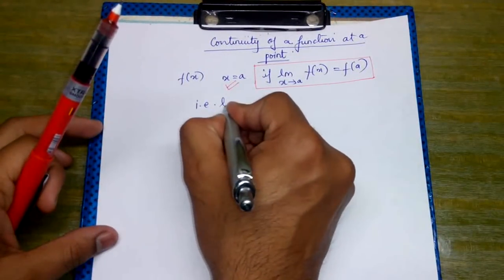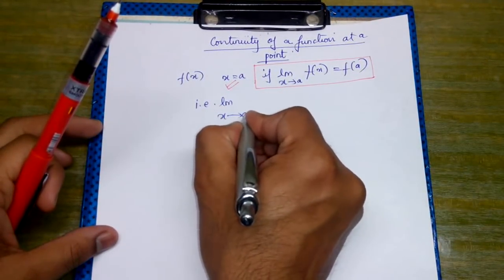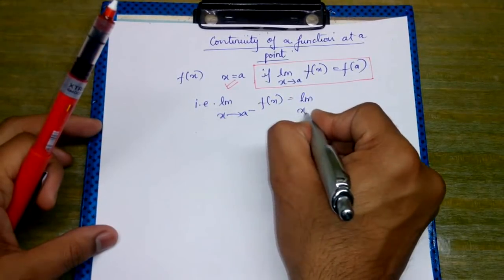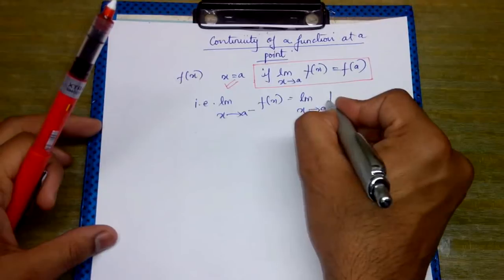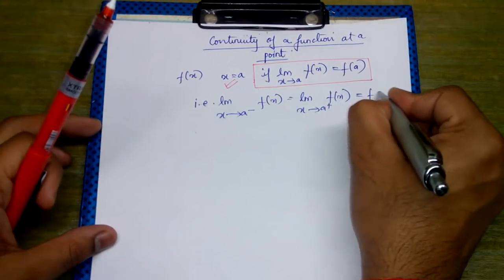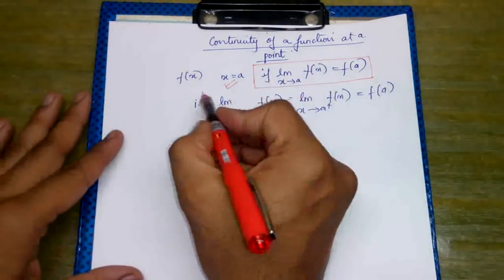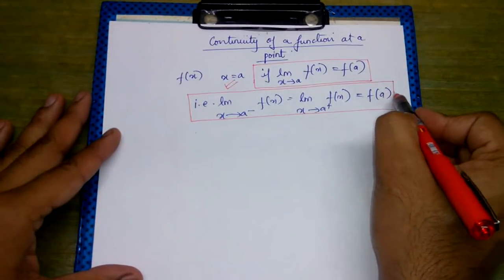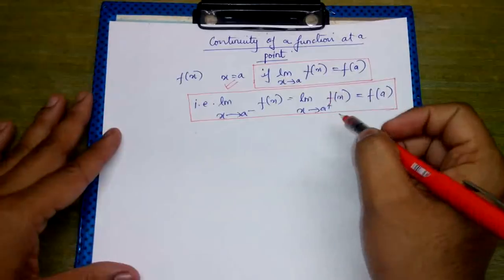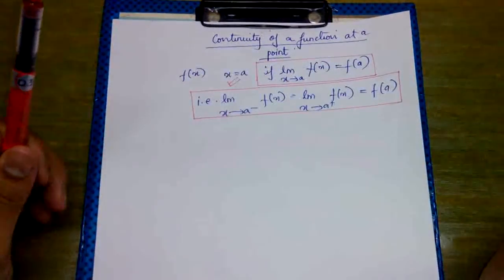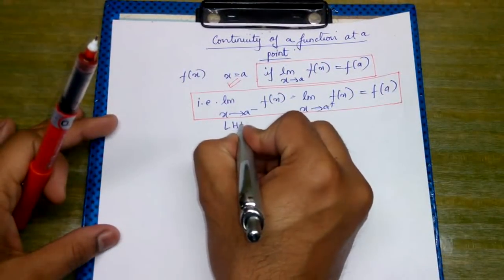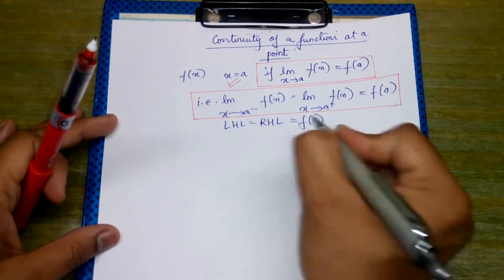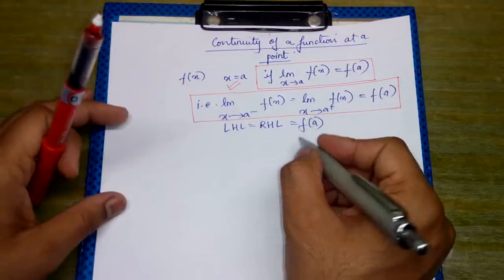That is, limit x tends to a minus f of x is equal to limit x tends to a plus f of x, this is simply equal to f of a. So if the left hand limit and the right hand limit both exist, then it is said to be continuous at the point x equals a, such that the left hand limit is equal to the right hand limit is equal to f at a, that is the value of the function at the point a.